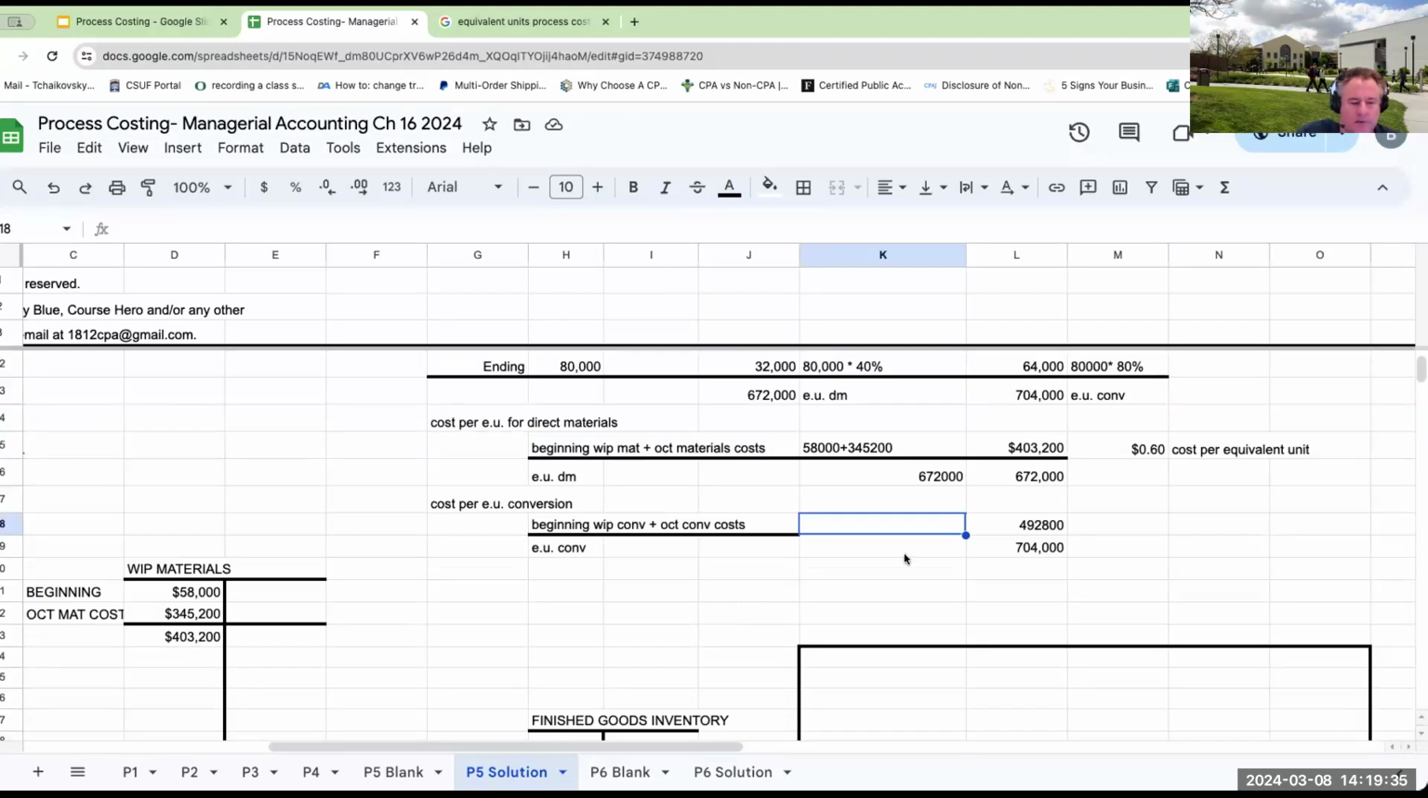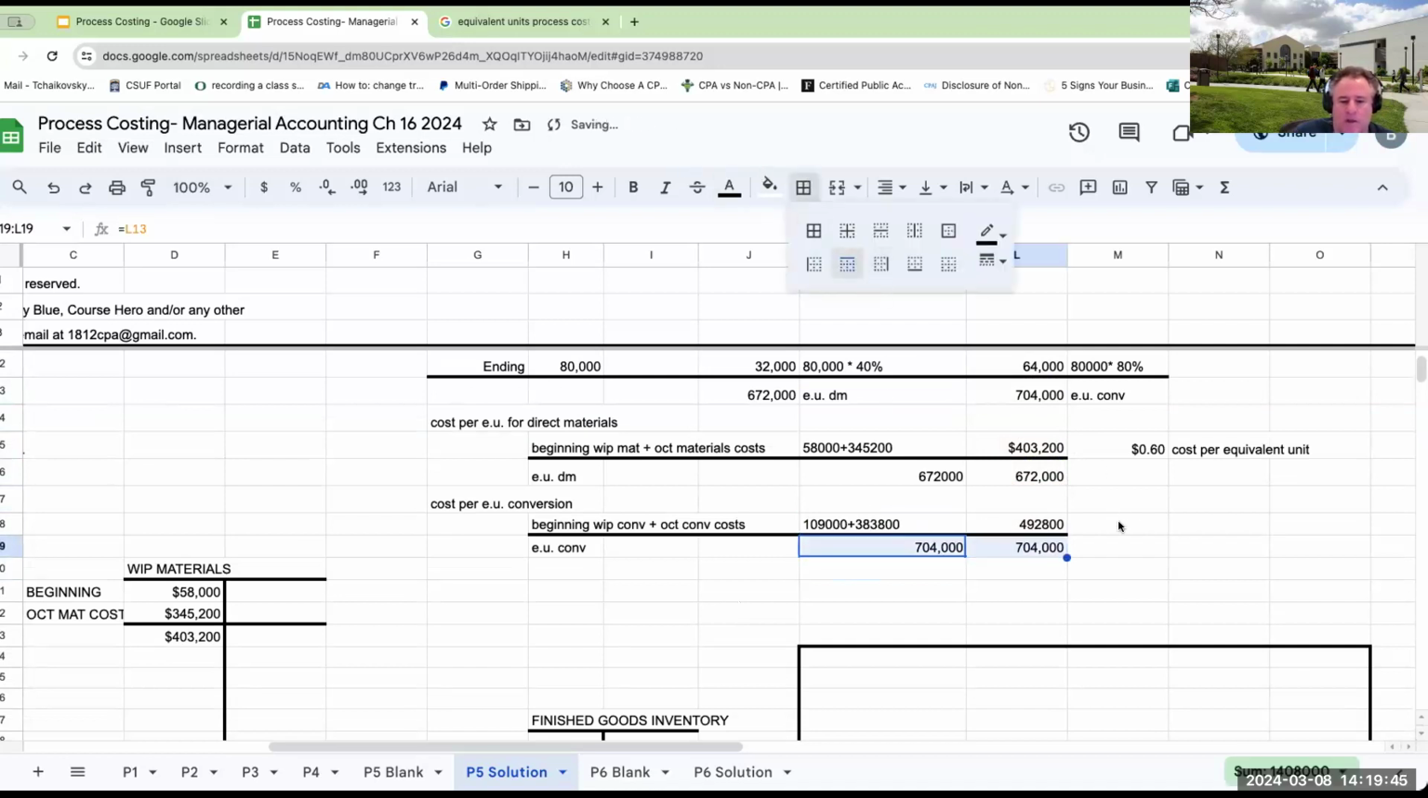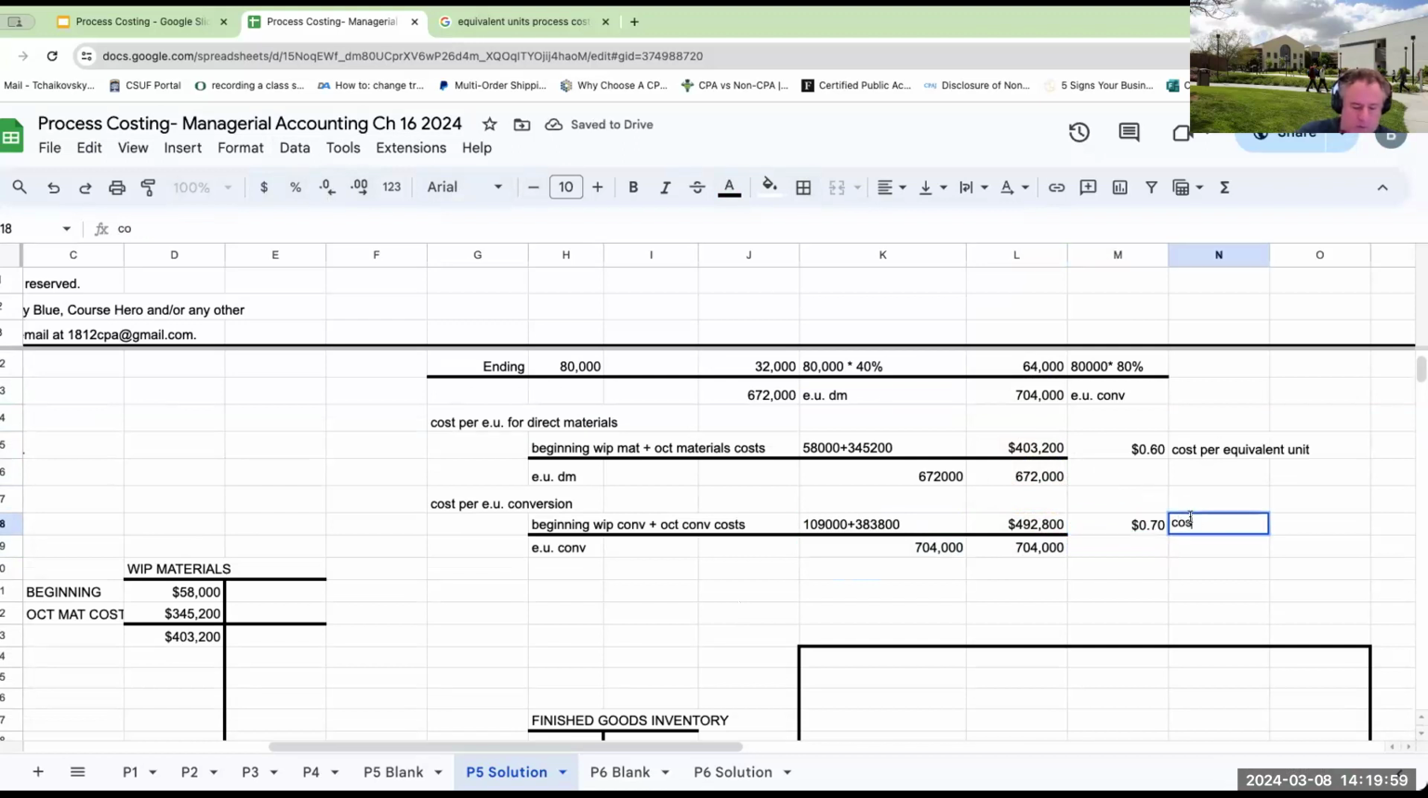109 plus 383,800, and I'm dividing this by my equivalent units for conversion. When I go through and divide this through, I'm going to come up with an amount of 70 cents as my cost per equivalent unit for conversion.